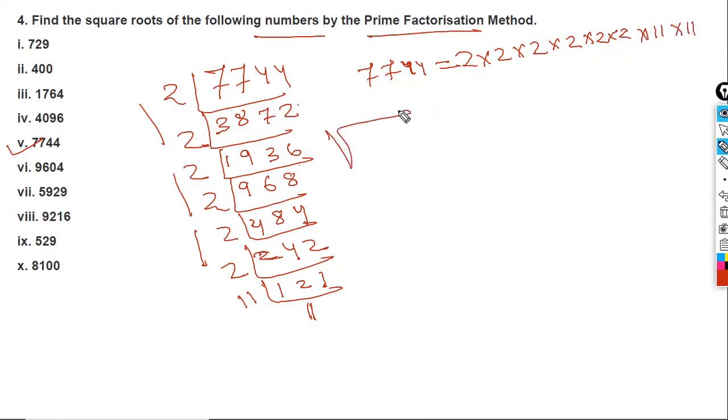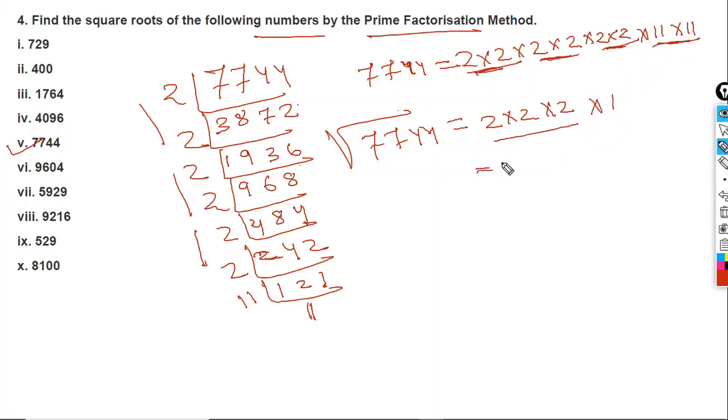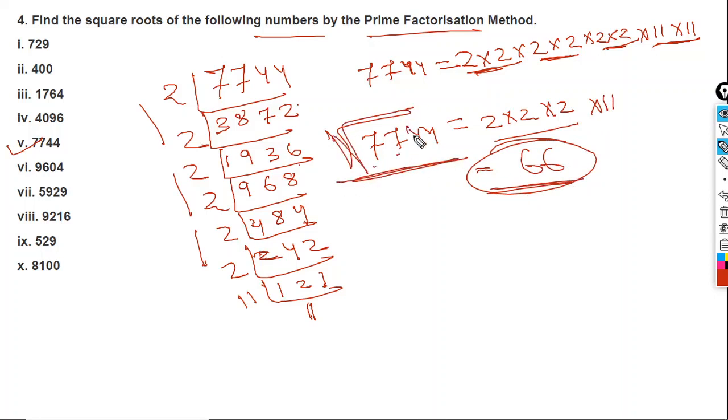Now the square root of 7744 will be equal to, just pair them and take one number from each pair: 2 into 2 into 2. 3 pairs of 2 are there. 3 2s you have taken into 11. Now it will be equal to 2 2s are 6 into 11 will be 66. So the answer will be 66. The square root of 7744 will be 66. In this way you try, and please try to solve all of them. All of them will be in similar fashion.